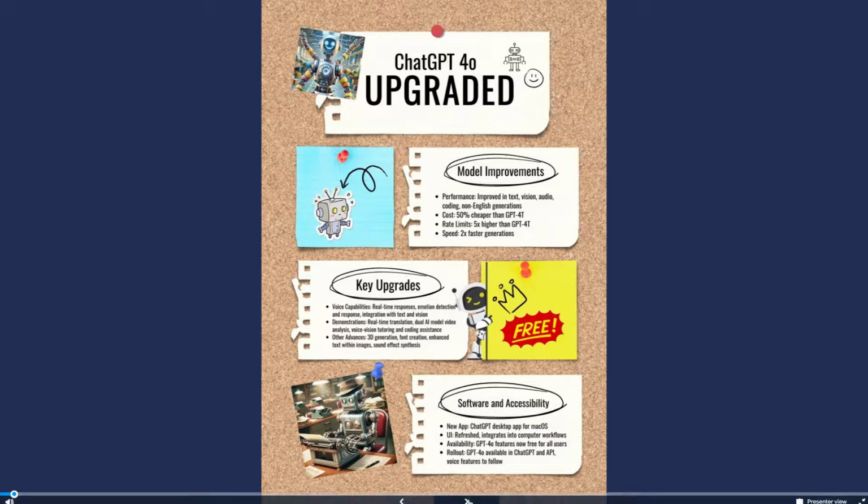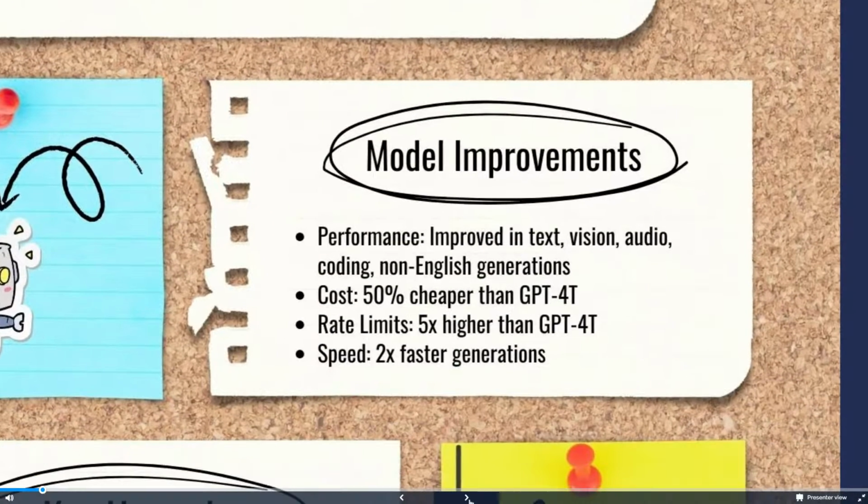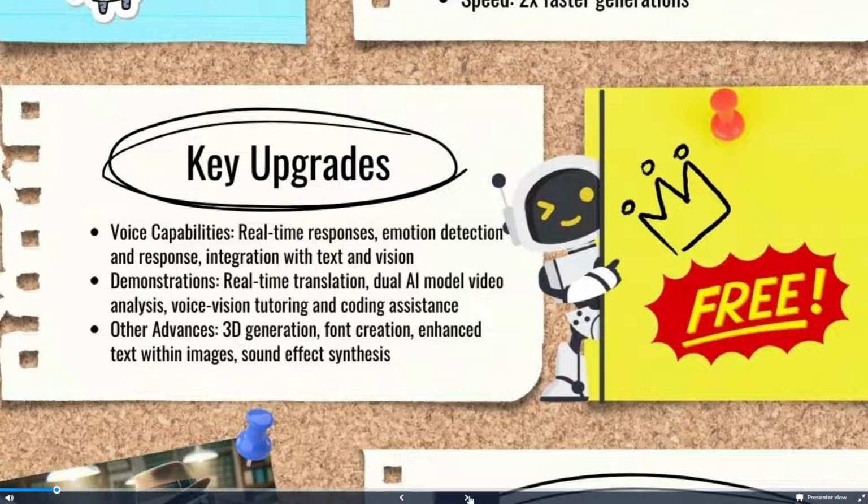Ladies and gentlemen, ChatGPT 4.0 just came out and it is knocking it out of the park. Model improvements include improved text, improved vision, audio, coding, non-English generation. The cost is less, the rate limits are higher, the speed is faster. Basically, it's a much better product than anything you've used in the past.